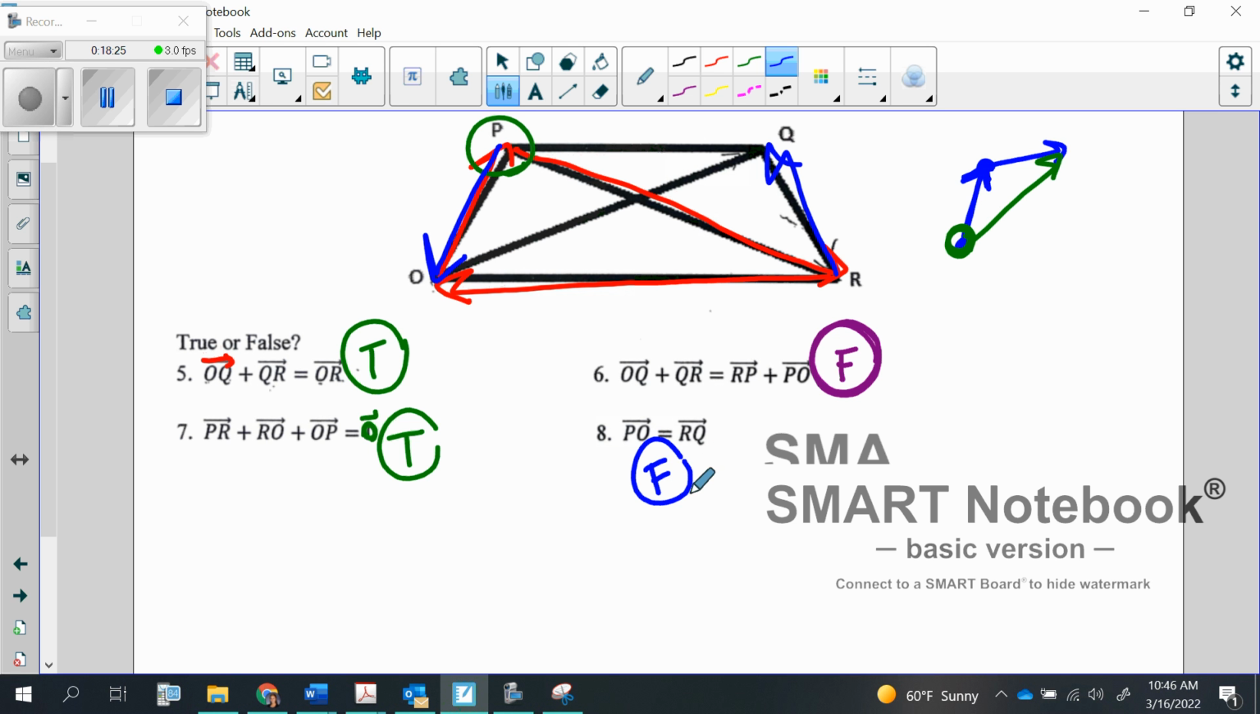Okay. One thing we could also do is talk about the magnitude of these vectors. For these two, we could say their magnitudes are equal, but their directions aren't, since they're going in opposite directions, so the vectors wouldn't be equal. Okay.